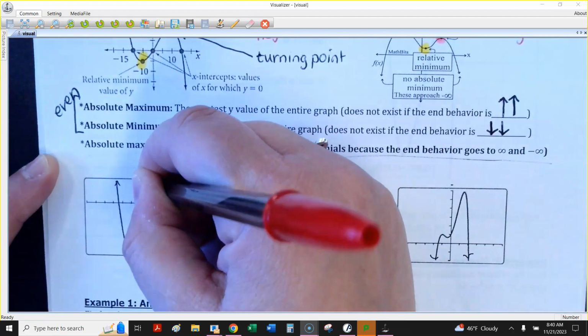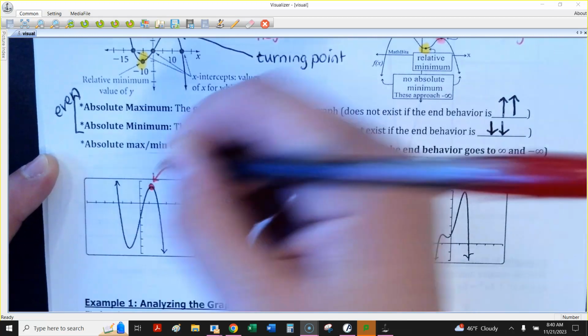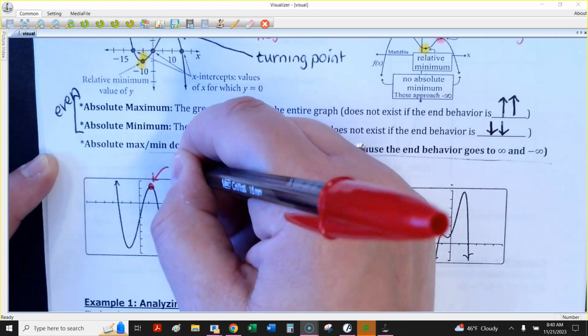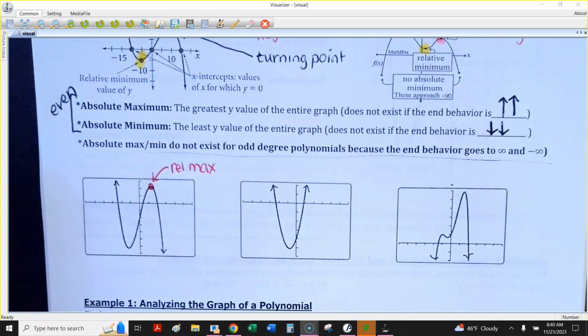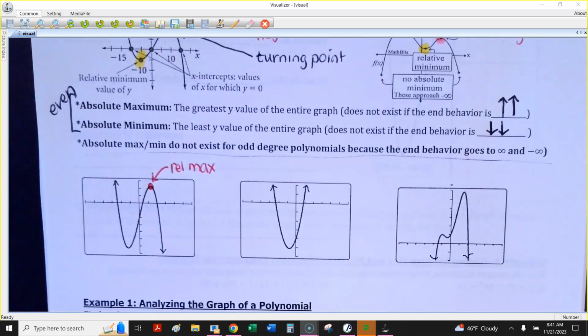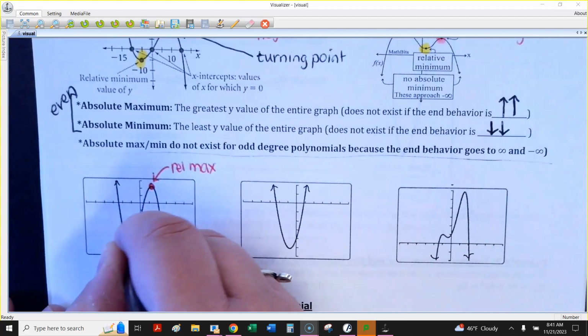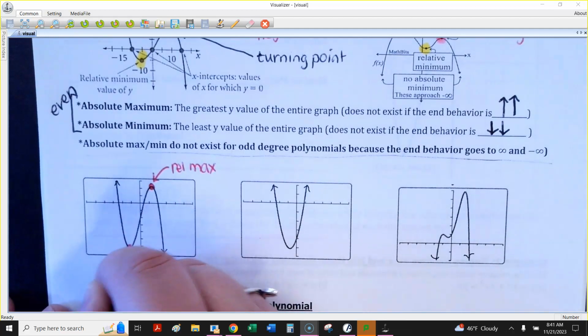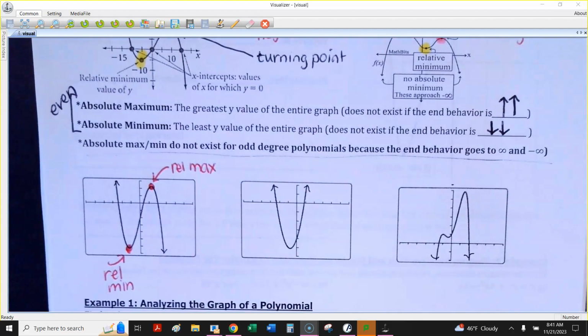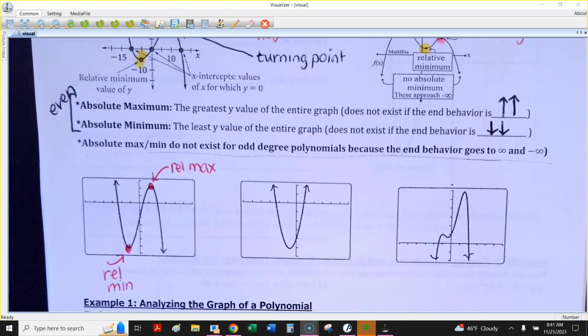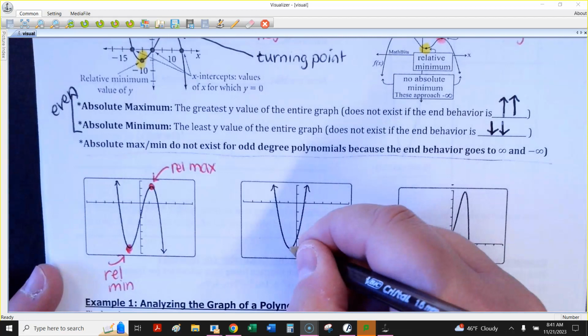This point right here, I'm just sketching on it. That would be what we would call a relative maximum. So I'm just going to write relative max there. It turns, and one side's increasing, one side's decreasing. So it's a turning point, but that's a relative maximum because it's at the top. This one down here, that would be what we call a relative minimum because it's a turning point in the graph. But on that window that I have there, that's a relative minimum. Now, if you look at this one next to this, this is just a parabola.